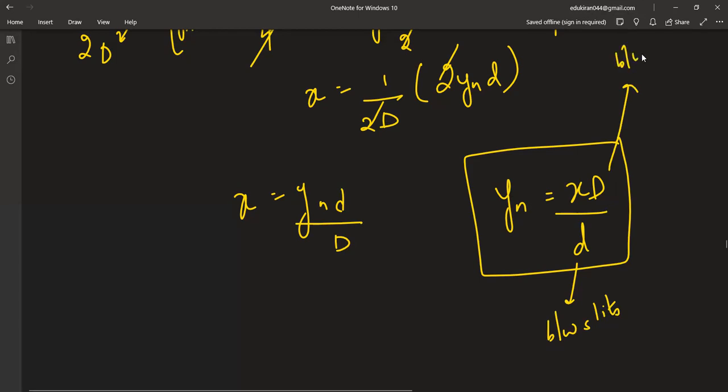Capital D is between the screen and slit. Understood? This is the difference that arises. This is how you have to calculate.